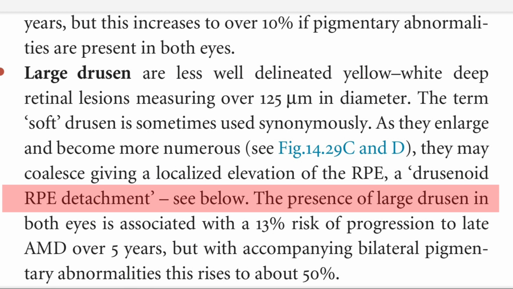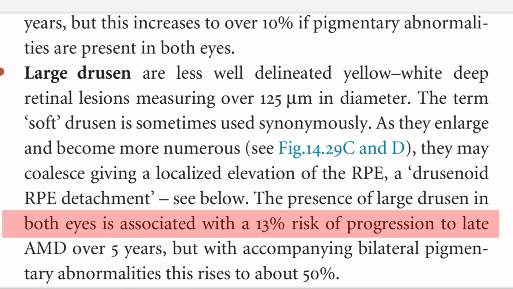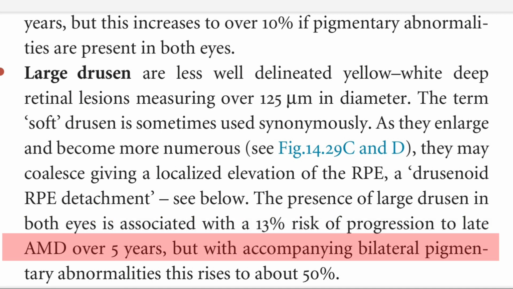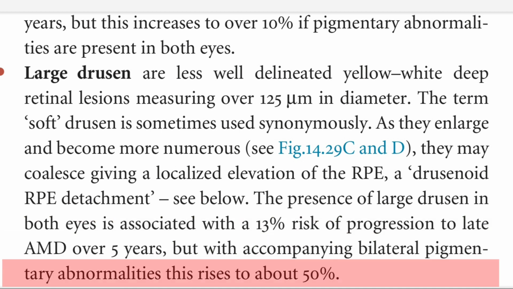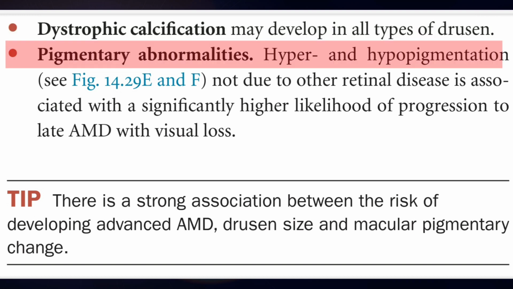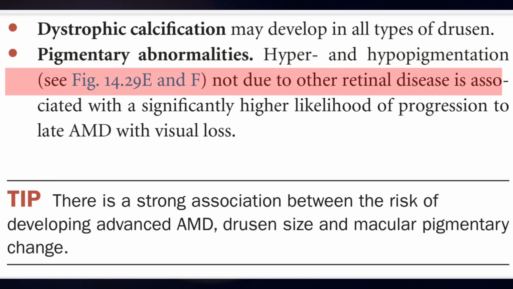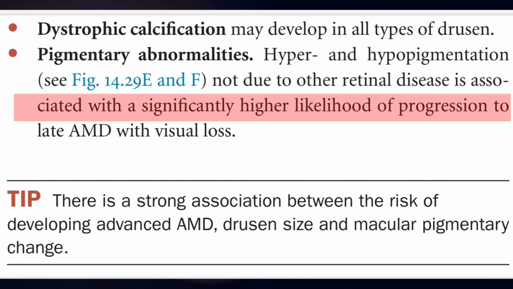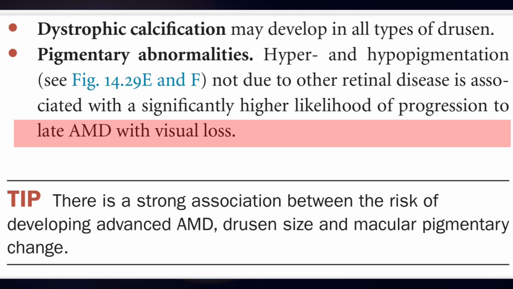The presence of large drusen in both eyes is associated with a 13% risk of progression to late AMD over 5 years, but with accompanying bilateral pigmentary abnormalities this rises to about 50%. Dystrophic calcification may develop in all types of drusen. Pigmentary abnormalities. Hyper and hypopigmentation, see figure 14.29 E and F, not due to other retinal diseases, are associated with a significantly higher likelihood of progression to late AMD with visual loss.